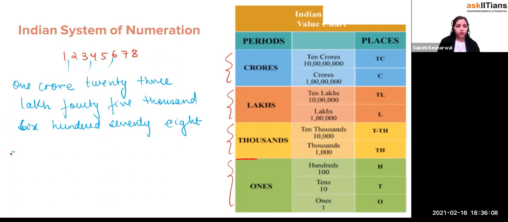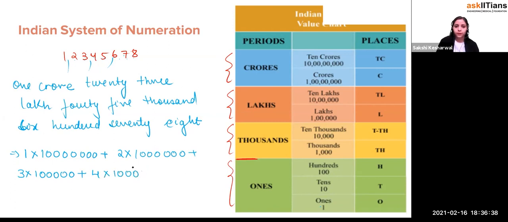And how are you going to write this in the expansion form? It is 1 into, see, crores have 7 zeros, so 1, 2, 3, 4, 5, 6, 7. Then 2 into 6 zeros, 1, 2, 3, 4, 5, 6. Then 3 into 5 zeros. Then 4 will have how many zeros? 1, 2, 3, 4, right?